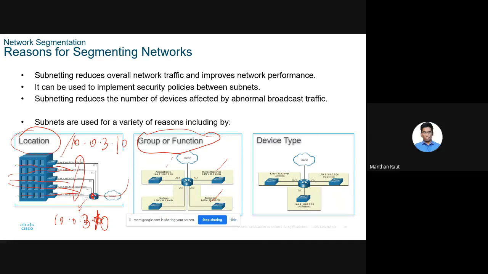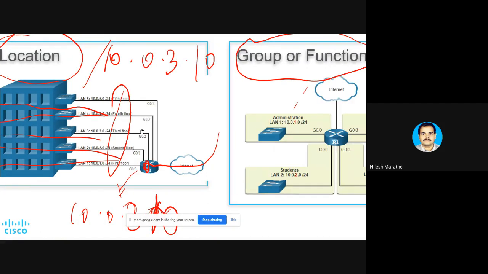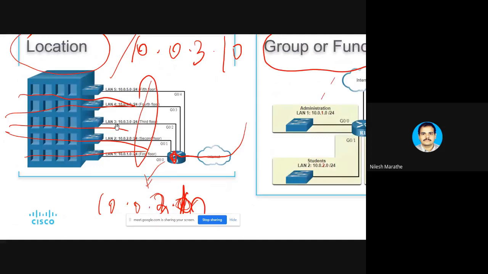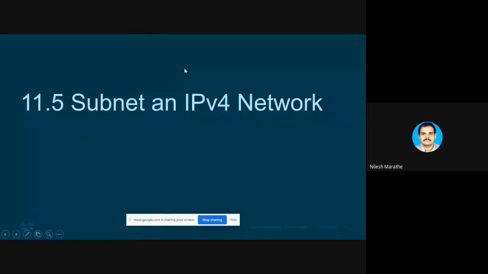Sir, to a particular floor which is having the subnetting of. So which floor? So if you observe here, it is not visible here. Is it okay now? Yes, sir. So it will be transferred to that third floor. It will be here to LAN number 3. So it will go here. So that is what we can say is the concept of segmenting the network. I hope it is clear to you.